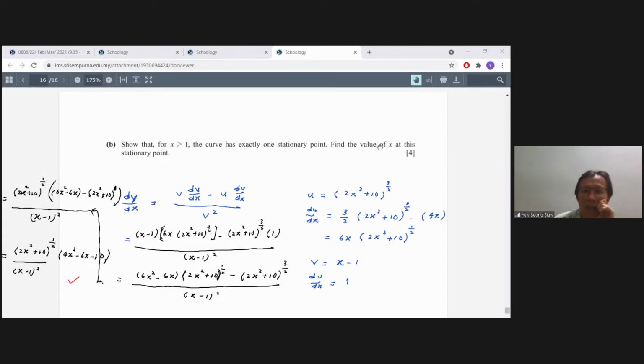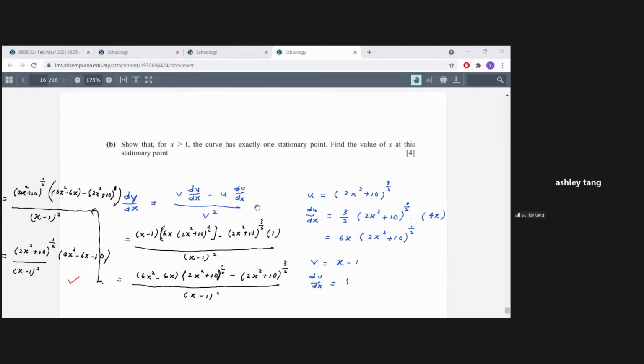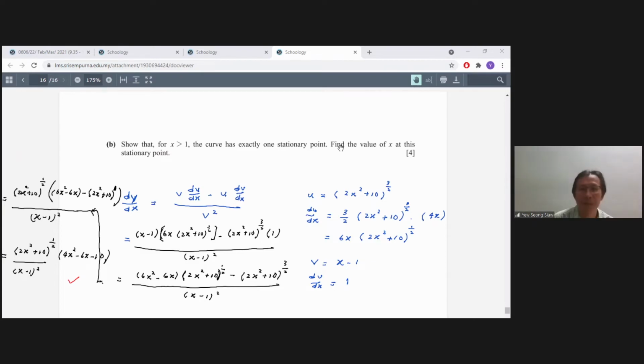So then you find the x value at this point. How do you do? Isn't it dy dx equals to 0? Yes. When you see stationary point, you make it equal to 0 and then see how many points are there. But the question already said it's only 1 point. You have to show it's only 1 point.